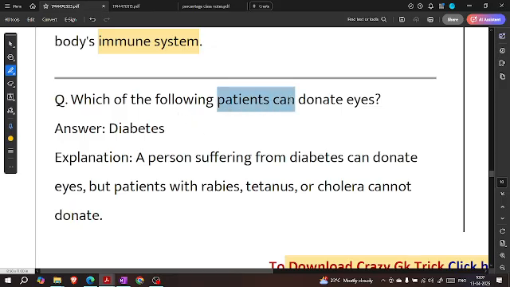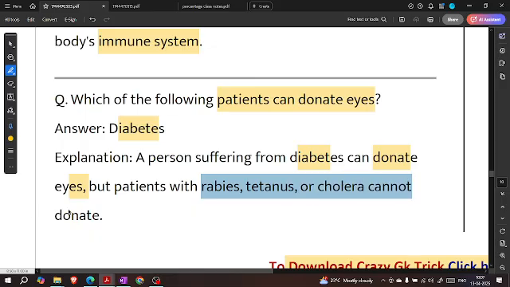Which of the following patients can donate eyes? Diabetes. A person suffering from diabetes can donate eyes, but a patient with rabies, tetanus, and cholera cannot donate.